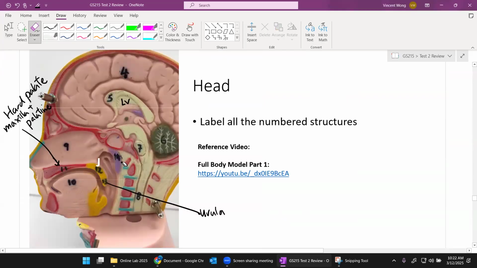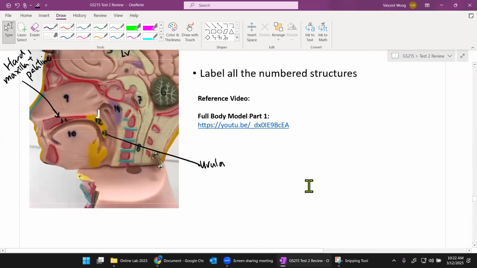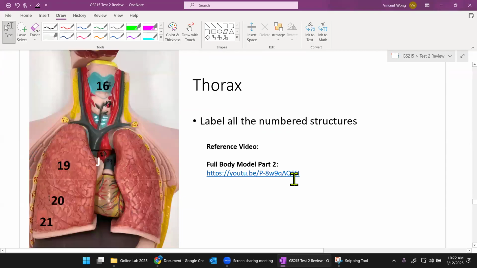14 is the adenoid tonsil. This is from the previous unit, so maybe don't worry too much about it. This is the thyroid gland, right? Hyoid bone, the larynx, and then the superior, middle, and inferior lobe of the lungs. Don't worry too much about this. This is more like a review for you.